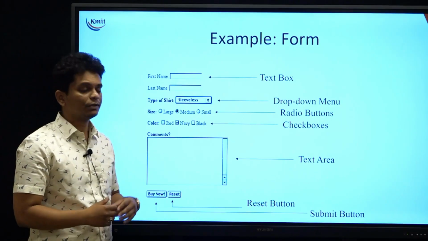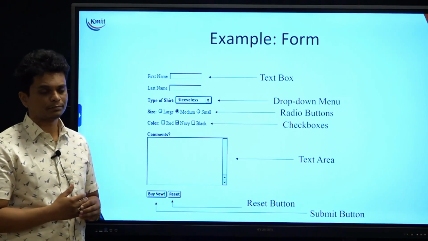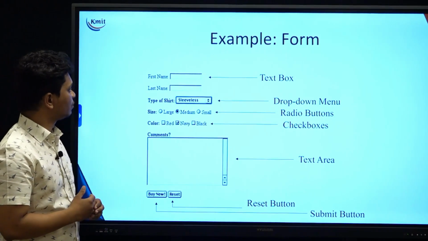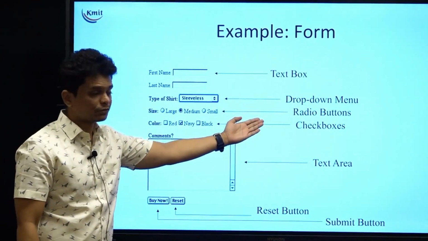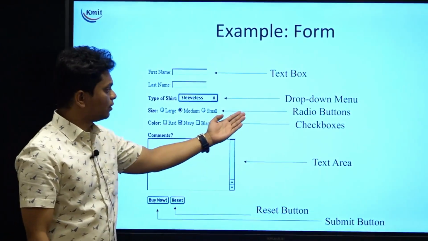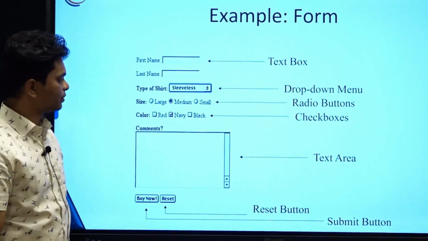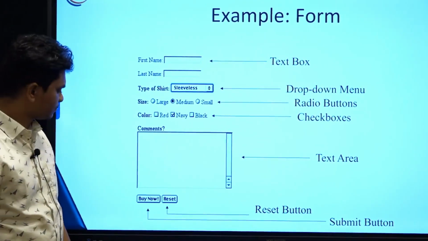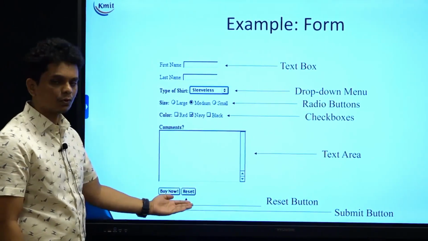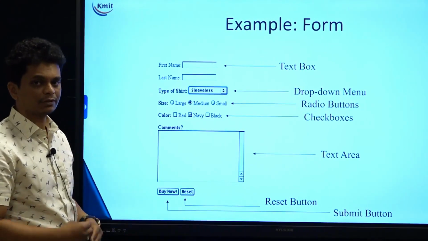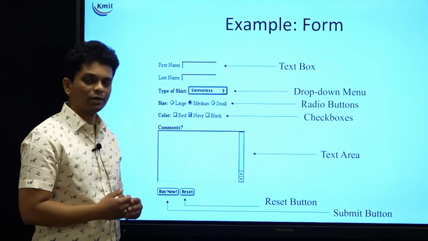This is the basic structure of a form. As you can see there, we have text boxes. We can accommodate drop down boxes, radio buttons, check boxes, a text area, as well as buttons. And buttons also can be of various types like submit button, reset button, etc.